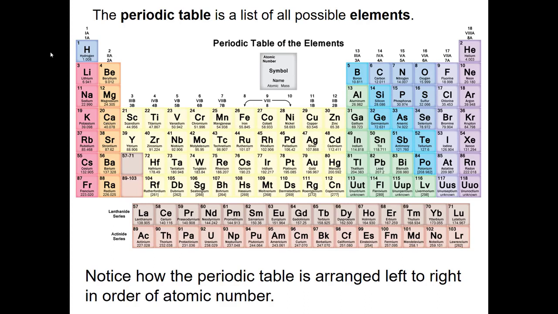And our periodic table, if we look at it closely, is arranged from left to right in order of atomic number. So starting with 1 all the way up there, we have hydrogen, we have helium, so reading from left to right. Hydrogen, helium has an atomic number of 2, lithium has an atomic number of 3, beryllium has an atomic number of 4, and we can keep reading left to right like that.